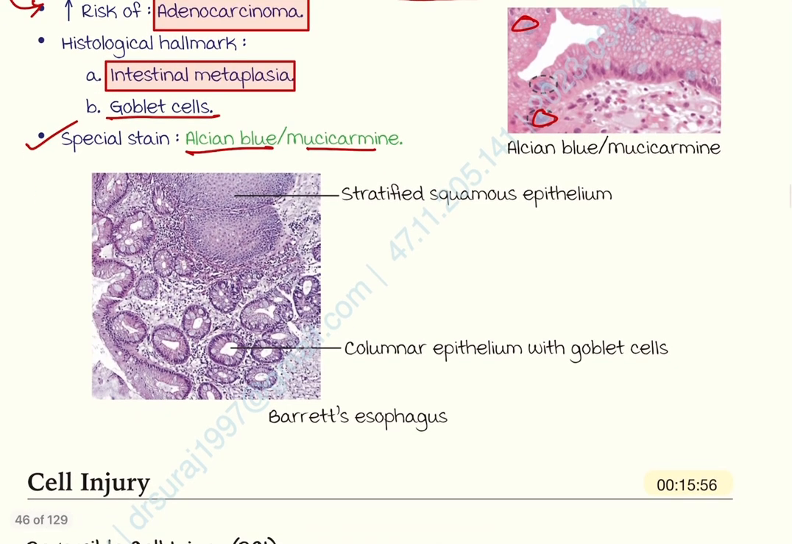Okay, see, these are the glands, you can see. So these are columnar epithelium with goblet cells in between. You can see the goblet cells here. These are the goblet cells, white. Okay, and this is the stratified squamous epithelium.